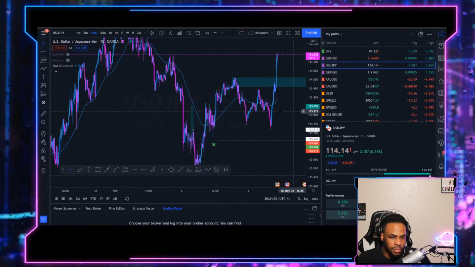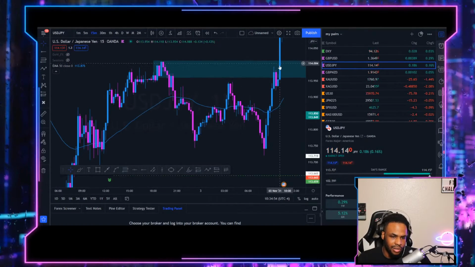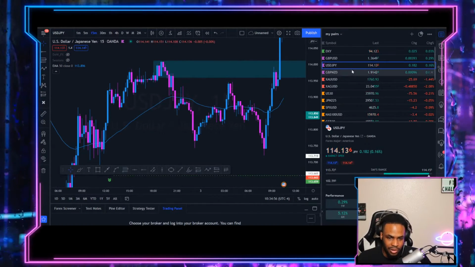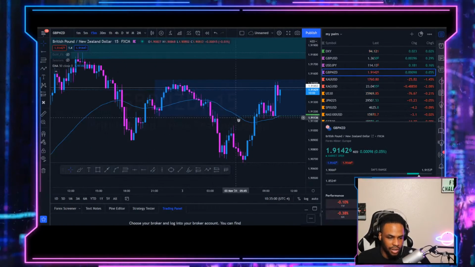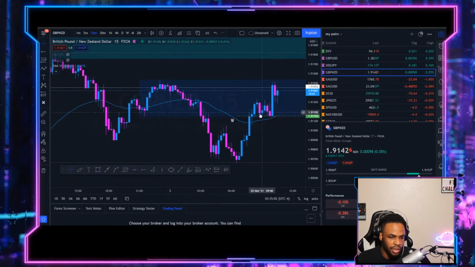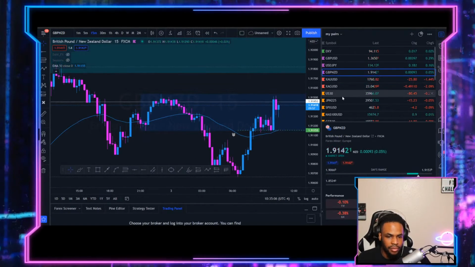So USD JPY, I didn't trade this one, but it did give a nice little move out of that zone, not much, so I didn't trade that one. GBP NZD, I traded the open in this order block, took an L on that one. It's pushing through it now.